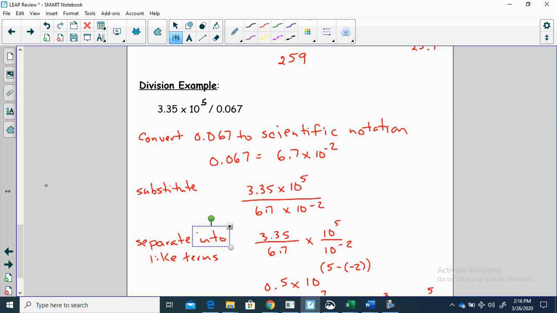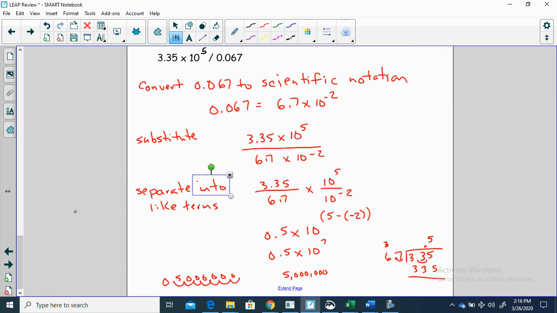Now, how about if you're dividing? Let's look at a division example here. If I've got 3.35 times 10 to the 5th and divide it by 0.067, I could either divide the 3.35 by the 0.067, or I can convert this to scientific notation. I'm going to convert it. If I move it 2 places, I have 6.7 times 10 to the negative 2. It's a negative because this number is less than 1. I can substitute it in: 3.35 times 10 to the 5th divided by 6.7 times 10 to the negative 2.